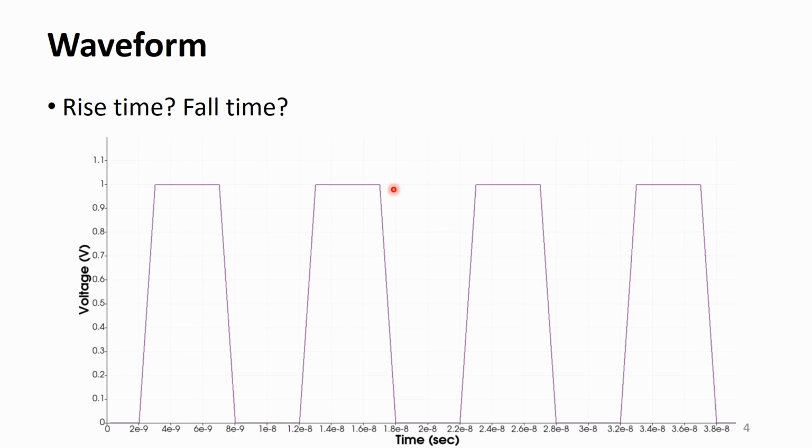When you run the previous example, we get this waveform. It is a 100 MHz signal because its period is 10 nanoseconds. How about its rise time and fall time? Each of them is about 10% of the period. Of course, the real signal has a smoother transition, but for simplicity, we will use this simplified piecewise linear waveform.